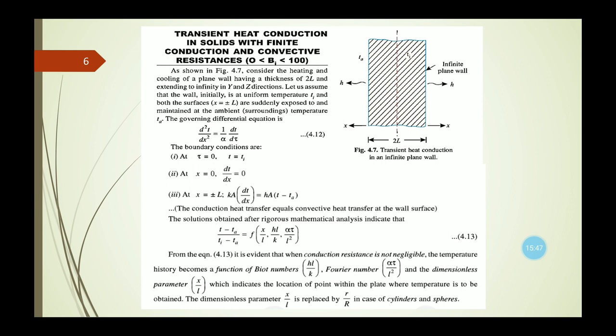Here we need to consider the heating and cooling of a plane wall having a thickness of 2L. So the total thickness of this infinite plane wall is considered as 2L, extending to infinity in the y and z directions. Now let us assume that the wall initially is at uniform temperature, and both the surfaces x equals plus minus L are suddenly exposed to and maintained at the ambient or surroundings temperature Ta.